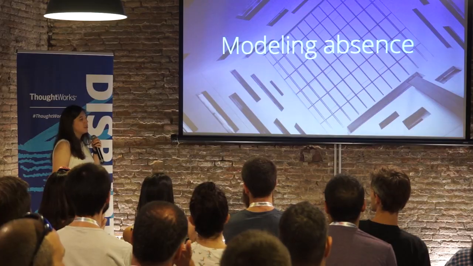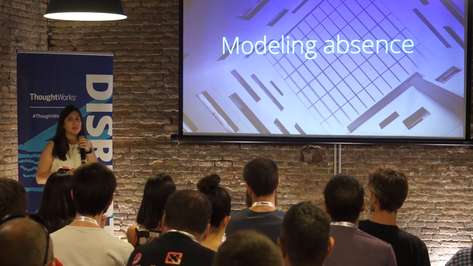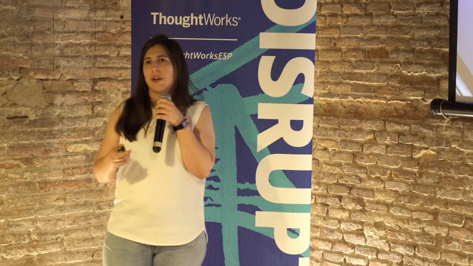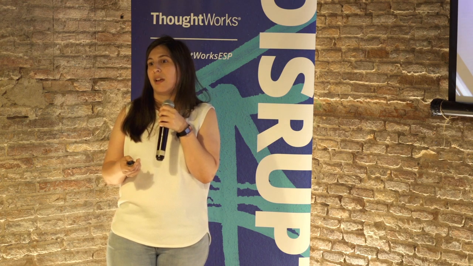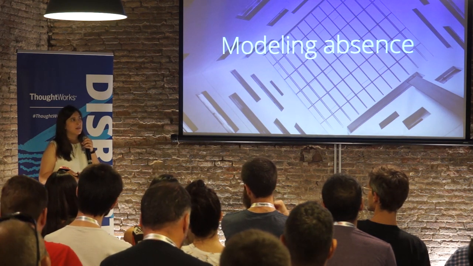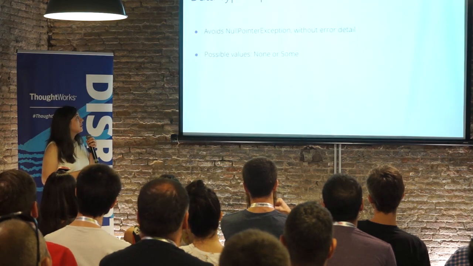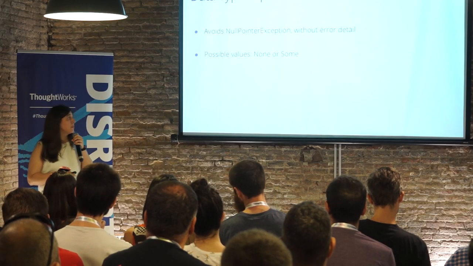We have the first case of handling errors. In Java, if we create a repository that retrieves things from a database, some people prefer to throw an exception if we couldn't find that in the database, and other people prefer to return a null if we couldn't return anything. But this is, for me, not the best way to do that. We can try to use the data type Option that avoids, again, null pointer exceptions, but it doesn't provide much more error detail. So the possible values are None or Some.